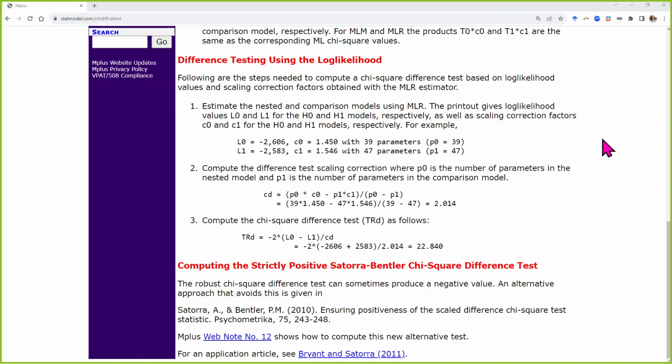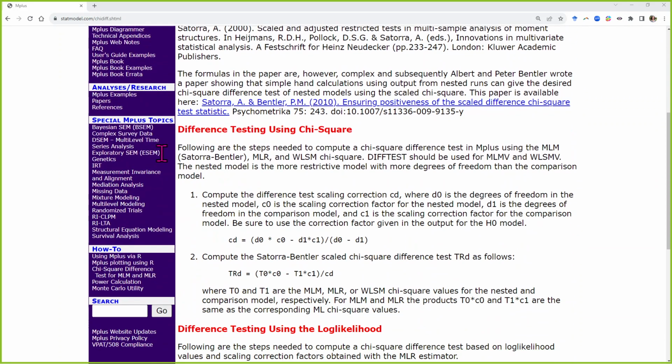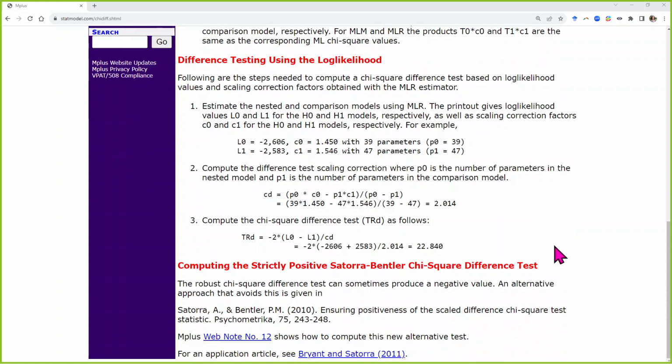What I have in front of me, by the way, is an issue that came up in at least one homework so far. So I'm on the M+ website on their section for how to do the chi-square difference test for the MLM and MLR estimators. MLR is what we should be using here. It describes how to do the test, but then at the very bottom, it describes a situation in which the test might go negative. So if that happens, here are some workarounds that they suggest, which is not covered in our course material.